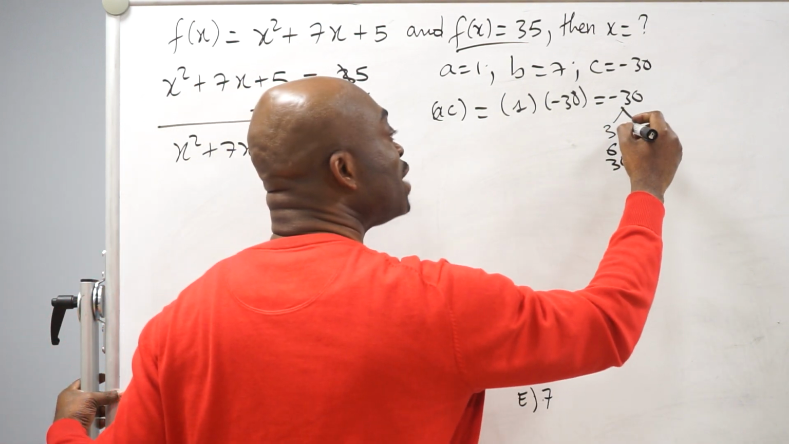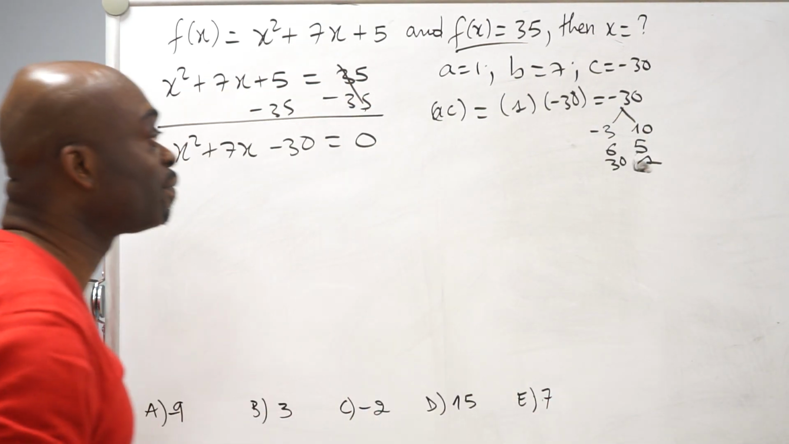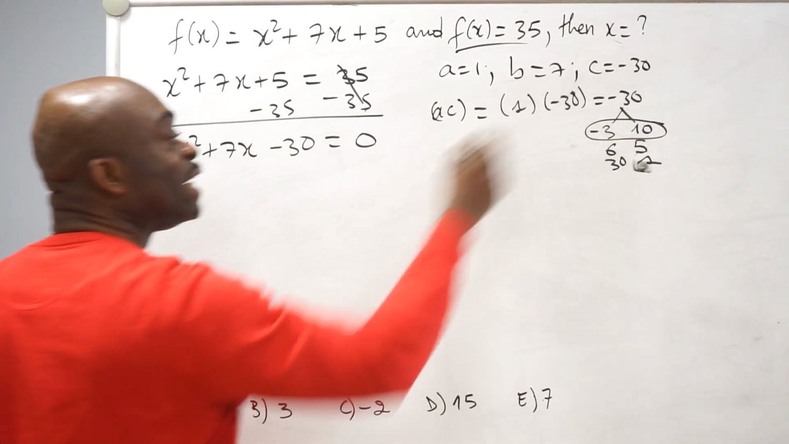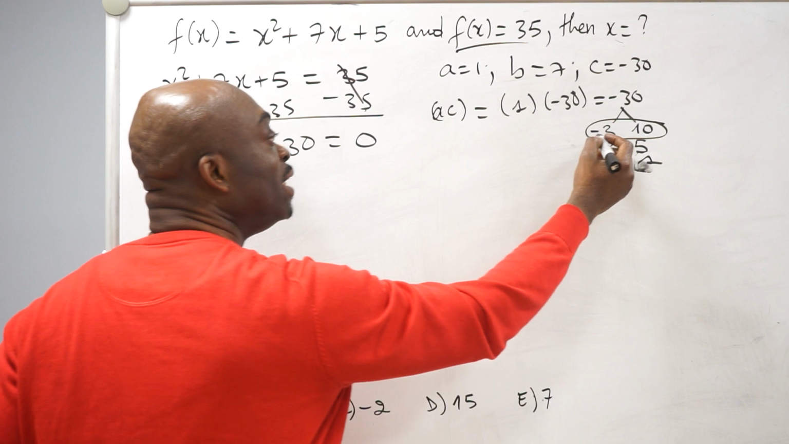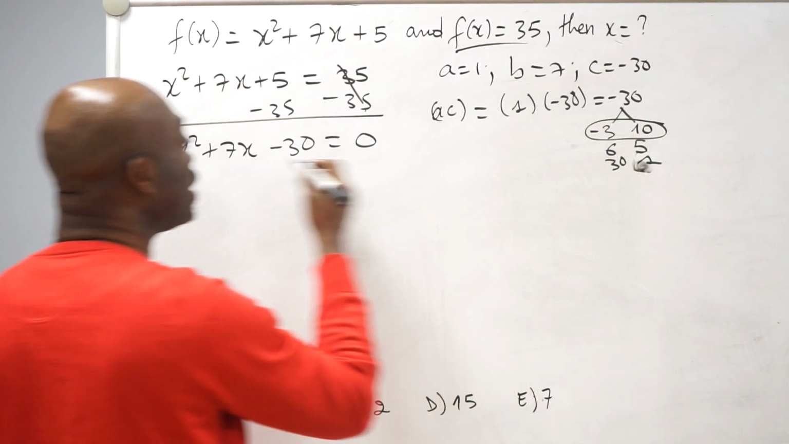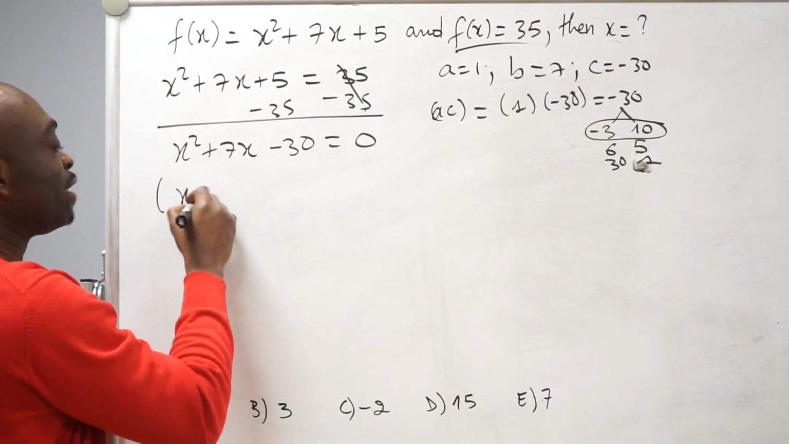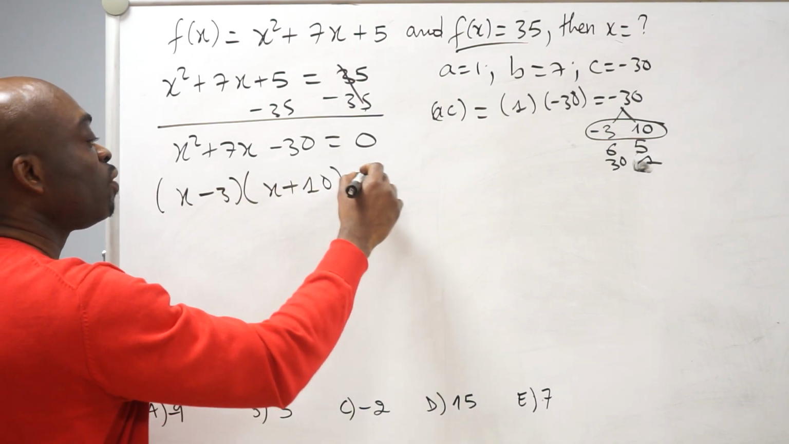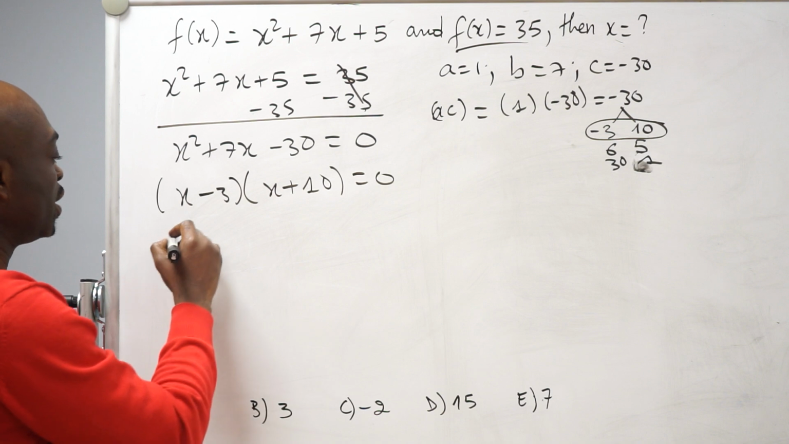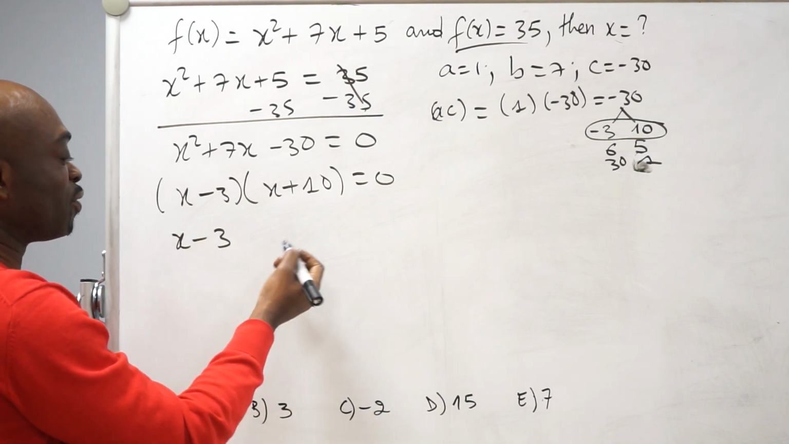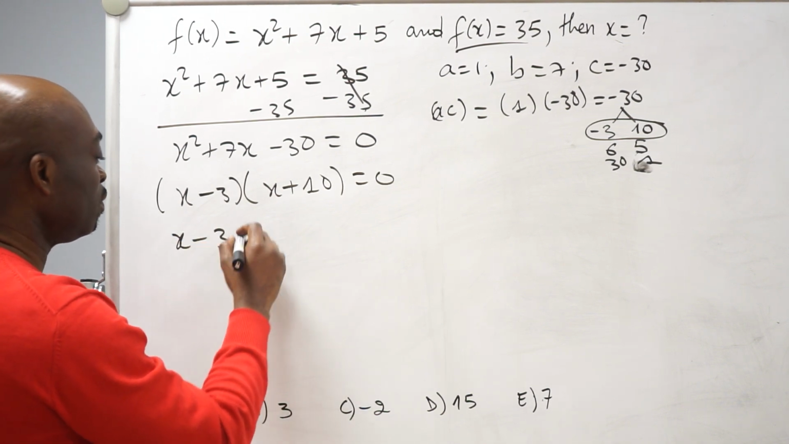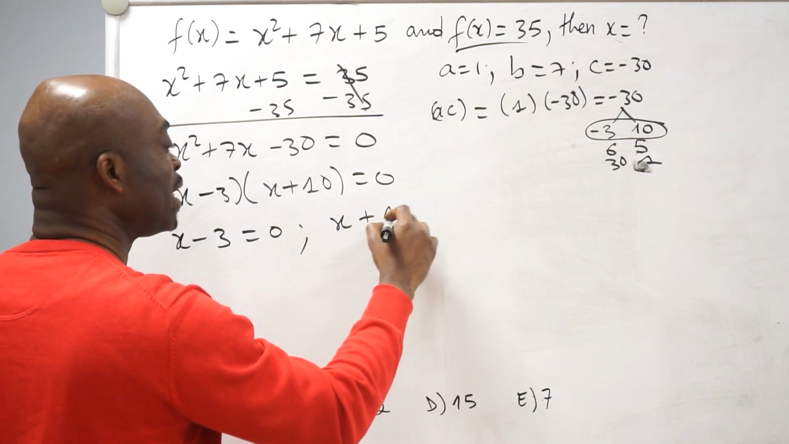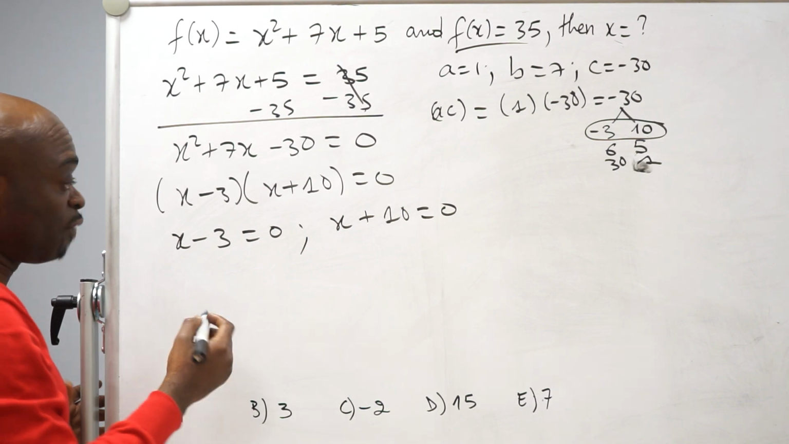So that will give us what here? So that will give us positive and then negative here. Okay? So because this one is negative, 3 times 10 is what? Negative 3 times 10 is negative 30. And then negative 3 plus 10, which is going to give us positive 7. So once you do that, you end up with x minus 3 and then x plus 10 equals 0. So you're going to equate the two factors to 0. So this is x minus 3, which is 0, all right? Then you have x plus 10 equals 0. So you solve for both of them.